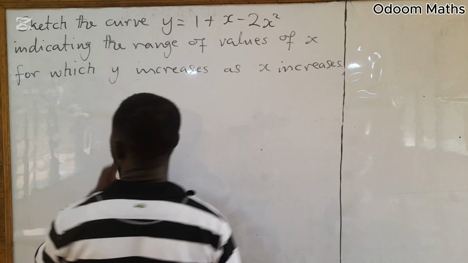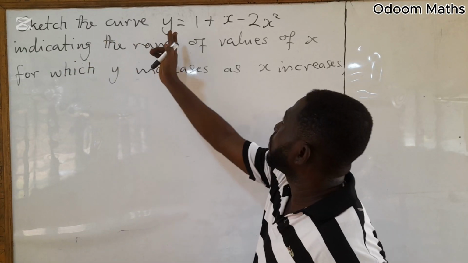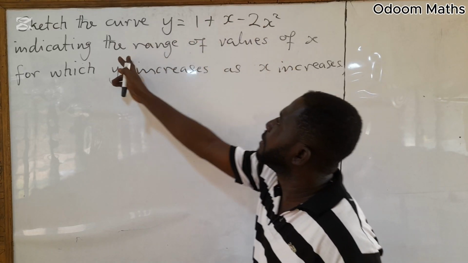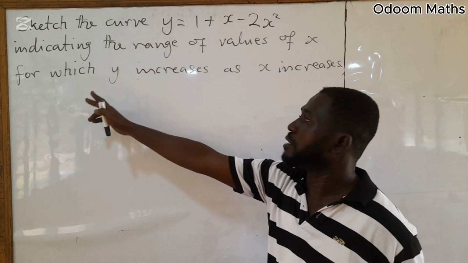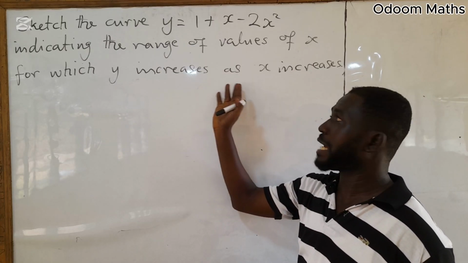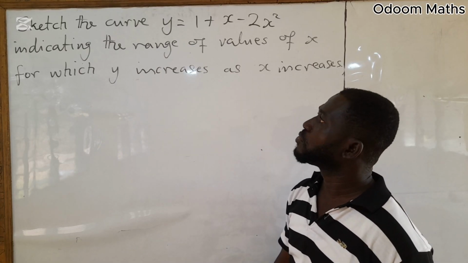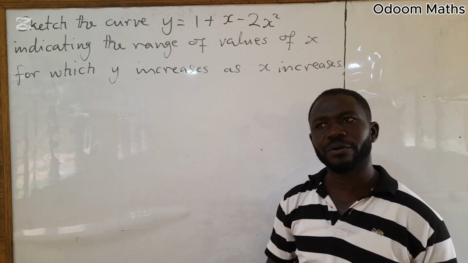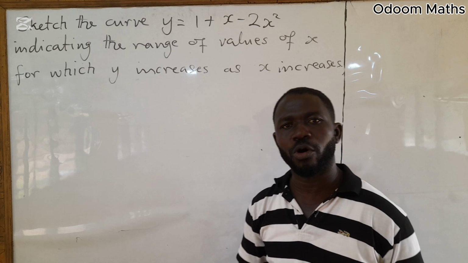Okay, so let's look at this example. Sketch the curve y equals 1 plus x minus 2x squared, indicating the range of values of x for which y increases as x decreases. Okay, so the first thing we need to look at is the nature of the turning points. Then after, we find the maximum or the minimum value.